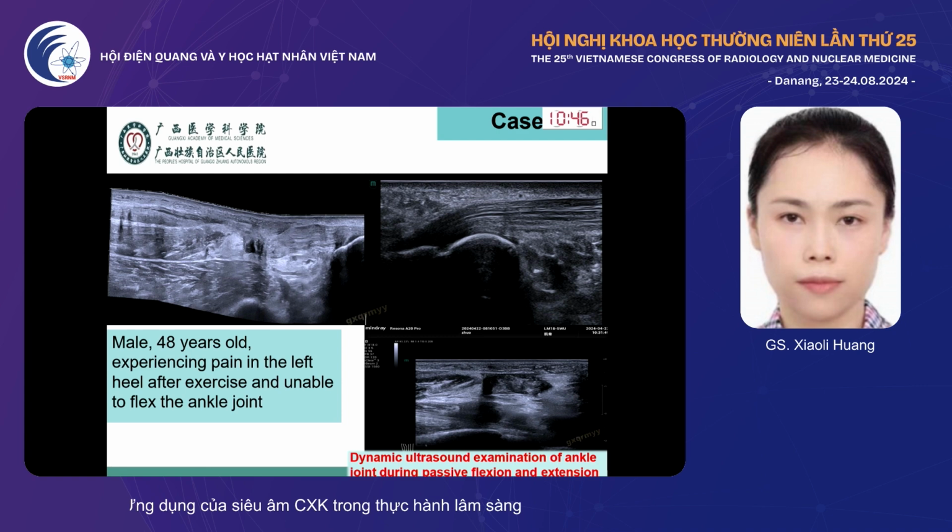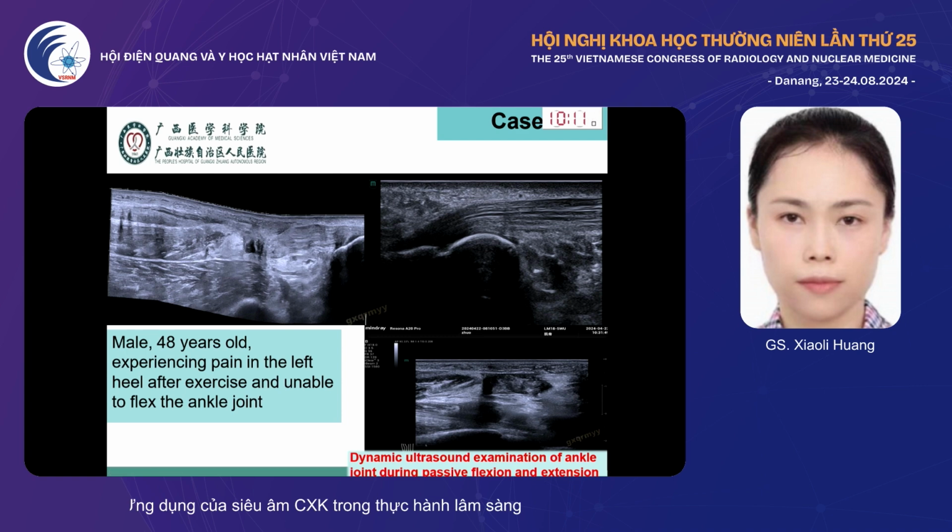Case 3, male, 48 years old, experiencing pain in the left heel after exercise and unable to flex the ankle joint. The left image shows the long axis of the patient's Achilles tendon, where discontinuity is visible, and anechoic filling can be seen between the broken ends.